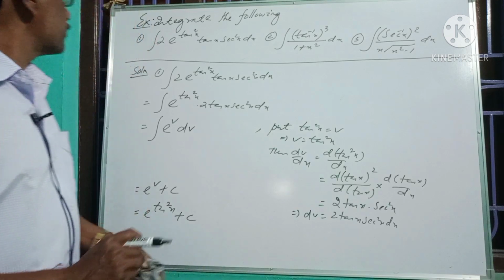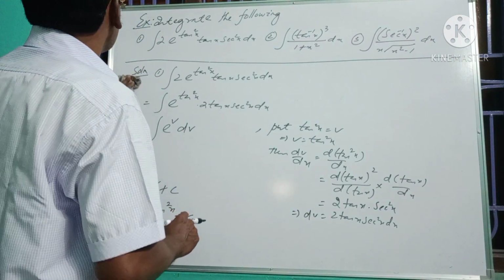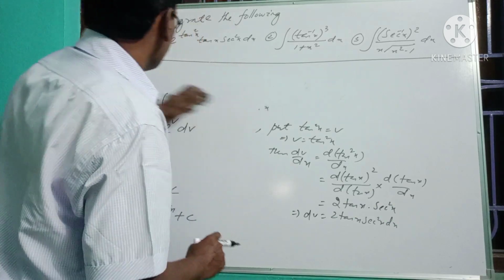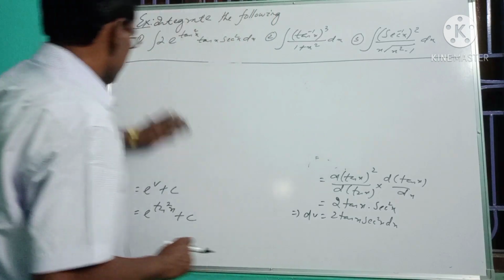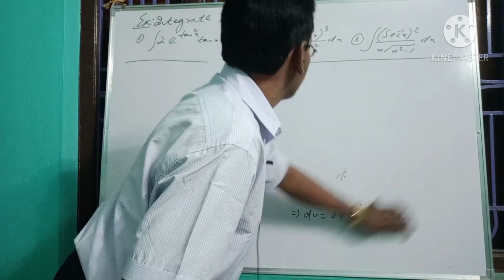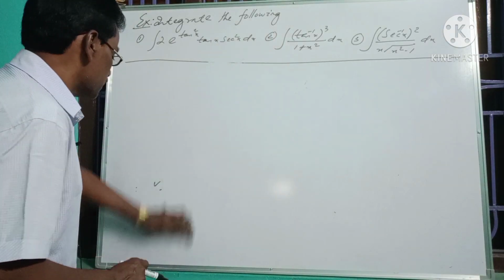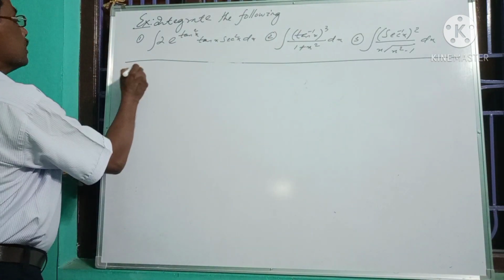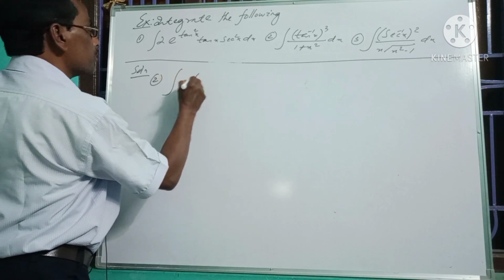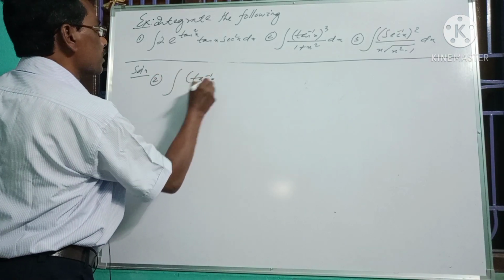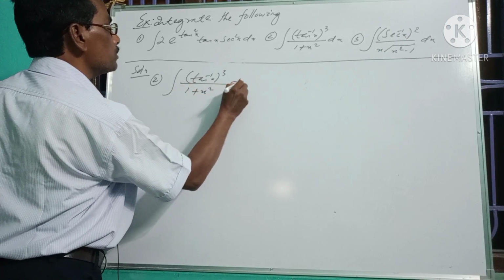Then let us try to solve the second problem, which is also an easy one for us. So let us try to solve the second integral, that is integration of tan inverse x to the power 3 by 1 plus x square with respect to x. So consider the solution for the second problem, that is integration of tan inverse x to the power 3 by 1 plus x square with respect to x.